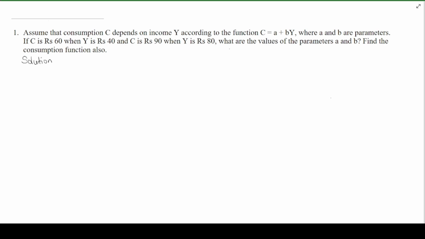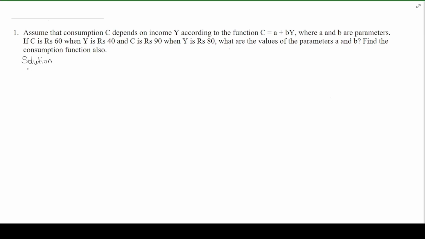The question is, assume that the consumption C depends on income Y according to the function C equals A plus BY, where A and B are parameters. If C is rupees 60 when Y is rupees 40 and C is rupees 90 when Y is 80, what are the values of parameters A and B? Find the consumption function also.